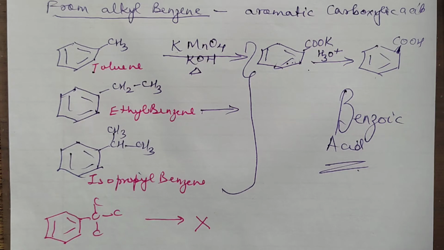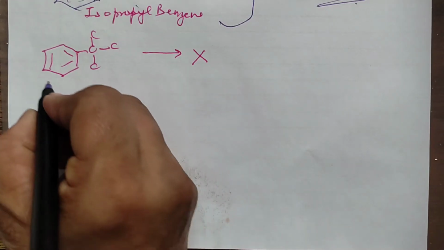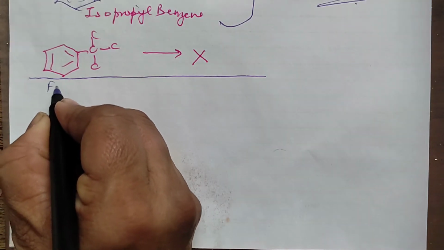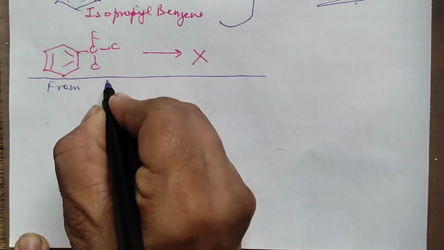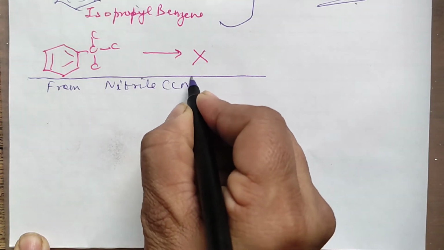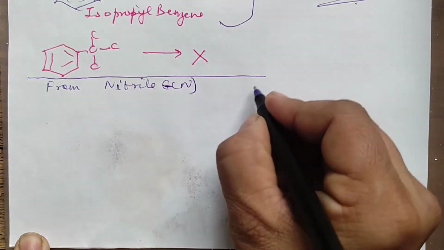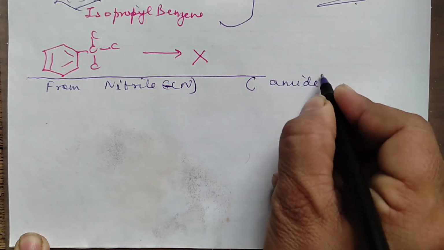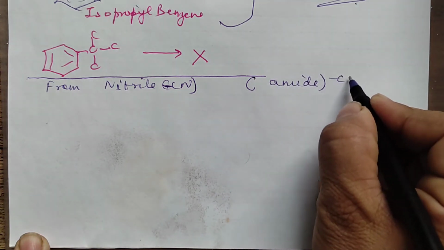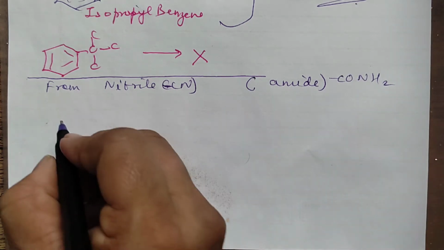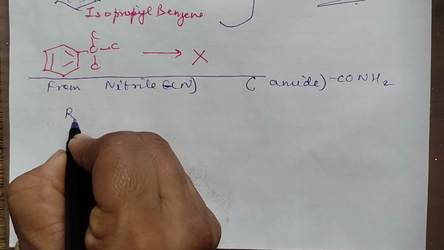Fine till here? The next method which we are taking is for preparing carboxylic acid from nitrile. What is nitrile? CN. Okay, CN. Or you can say from amide. Now what is amide? Amide is CONH2. Amide. So what you will be getting? Let us see this.